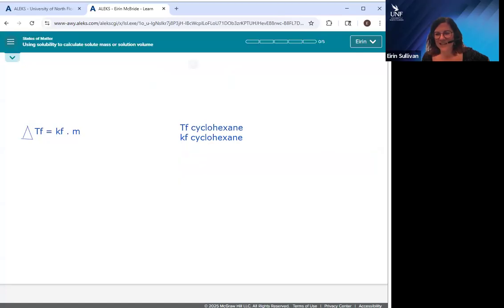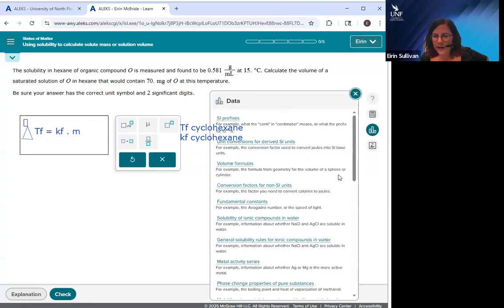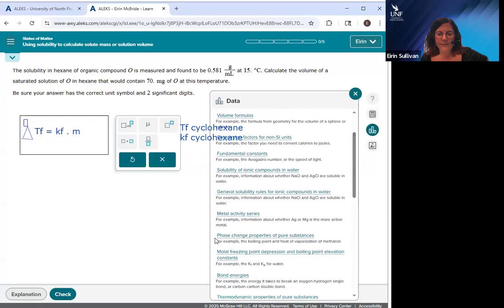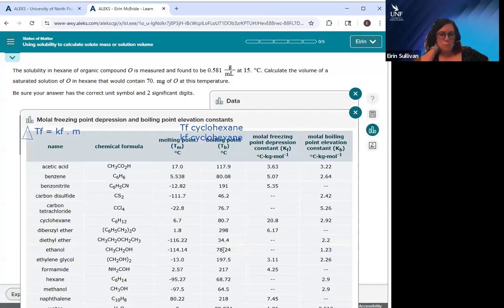So obviously this is just for illustrative purposes. If we look over the right-hand side, you are looking for this little bar chart type thing that says data. If you click on that, it's taking a while. If you scroll down, there's molar freezing point depression and boiling point elevation constants. So our solvent is cyclohexane. We want the normal melting point of cyclohexane, which is in degrees Celsius: 6.7 degrees Celsius.